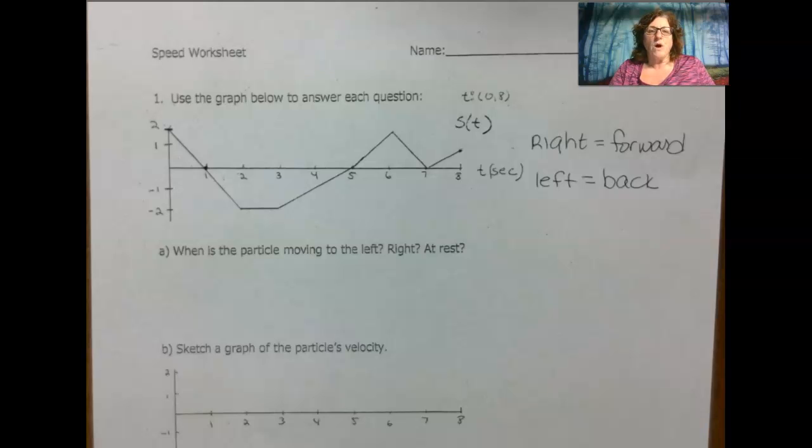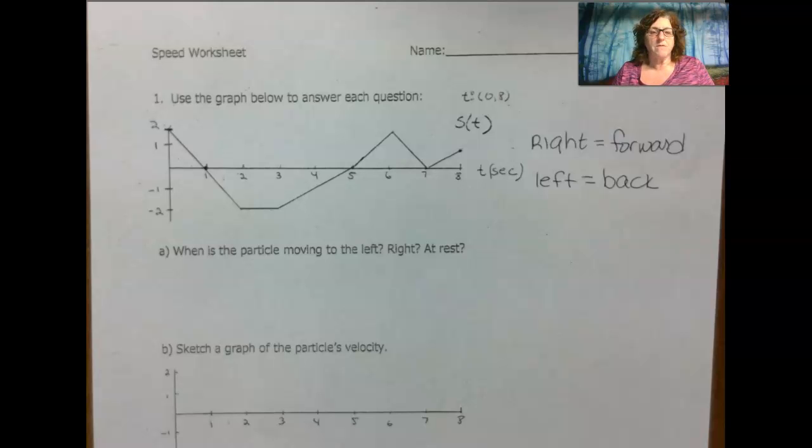So this first question we give you a position graph, and it uses a little bit of a different word. It's saying, when is the particle moving left? Left is the same as when is the particle moving backwards. And when is the particle moving right is the same as when the particle is moving forward. So this is very similar to the previous worksheet that we did. So see what you can figure out for an answer, and we will review the answers in a moment.